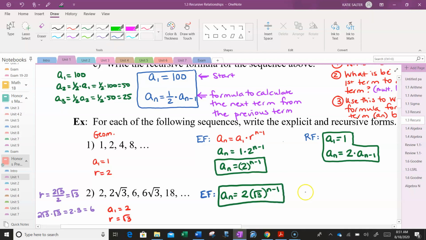Okay, so for our recursive formula, we would say our first term is 2. To get the next term, we're going to multiply the previous term by the square root of 3. So we'd say that gives us the square root of 3 times a sub n minus 1.